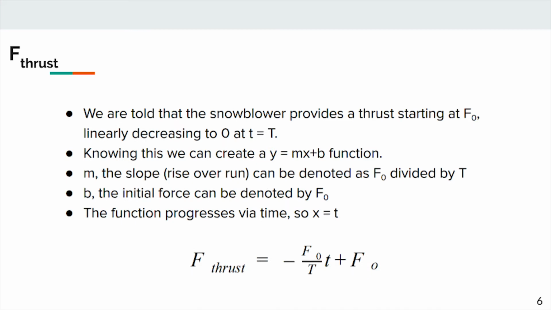We are told that the snowblower provides a thrust starting at F0 as its magnitude, and it linearly decreases to 0 at t equals T. So knowing this, we can create a y equals mx plus b function where we know m, the slope, will be negative F0 divided by T, and b, the initial force, can just be represented as F0. And so we have our F thrust function, negative F0 over capital T multiplied by t plus F0.